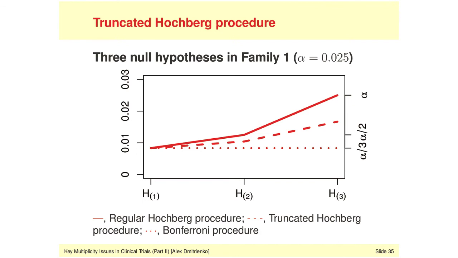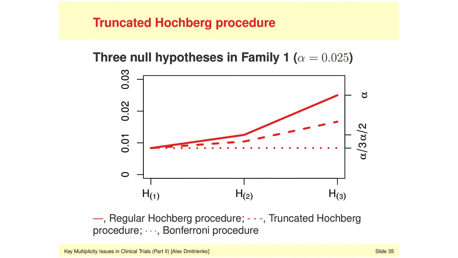In this case, it is represented by a dotted line, because with the Bonferroni procedure, as you remember, each p-value is tested at the same significance level, and that significance level is given by alpha over 3. That's the reason this line is flat in this figure. The significance levels are constant across the hypotheses.